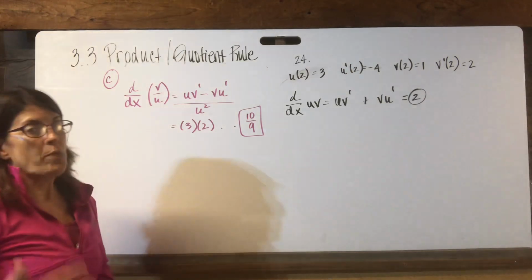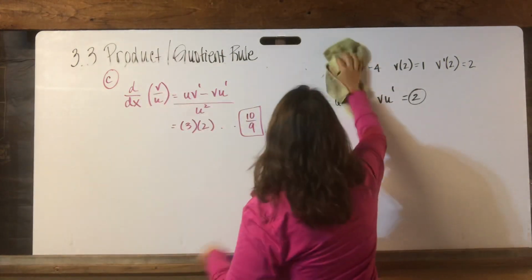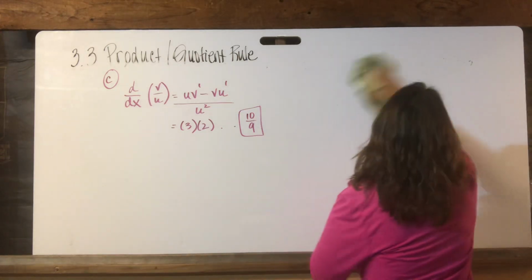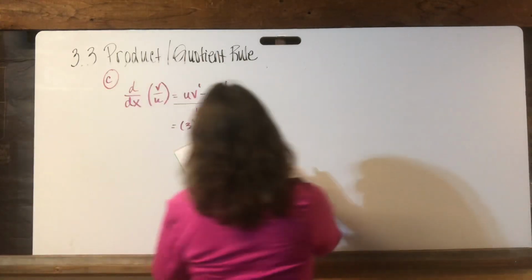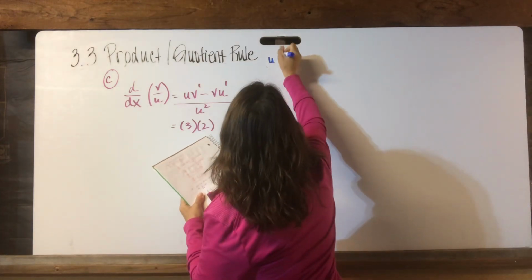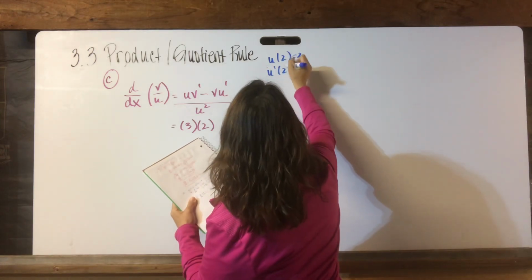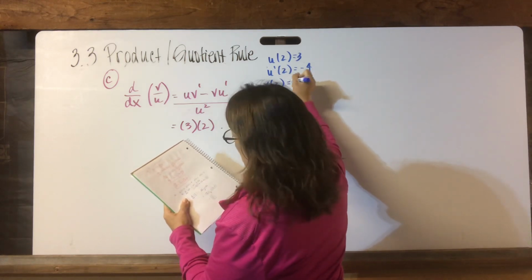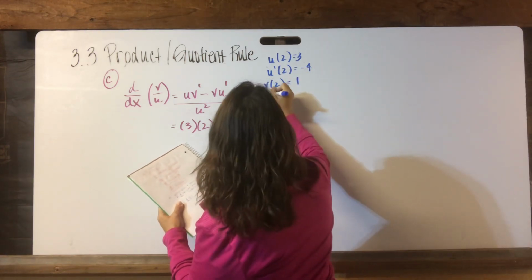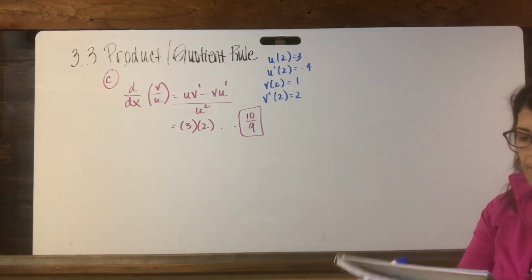Okay, I do want to go through part D in steps. I shouldn't have erased that. Shoot. Oh well. Okay. I'm going to write that down again because I'm going to need it. The u of 2 is 3. The derivative is negative 4. The v of 2 is 1. And v prime of 2 equals 2. Okay, I just needed that information.